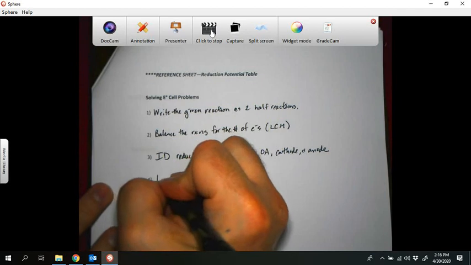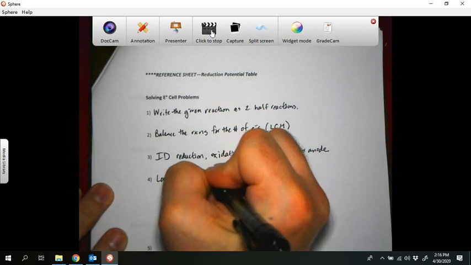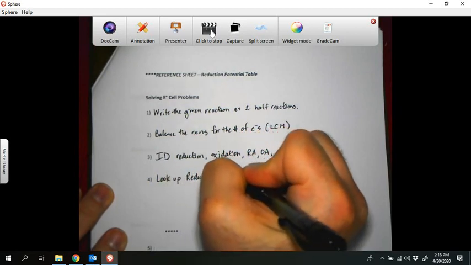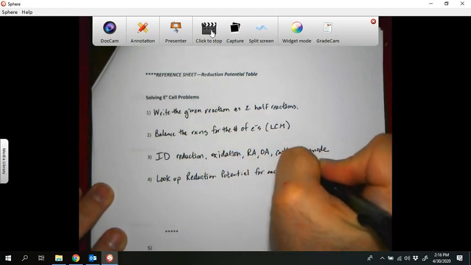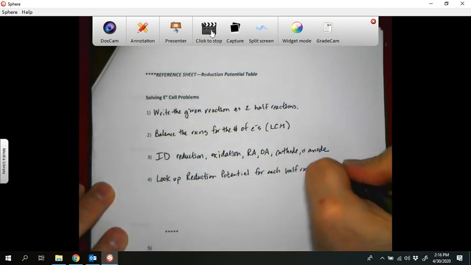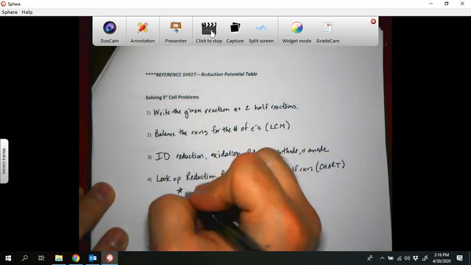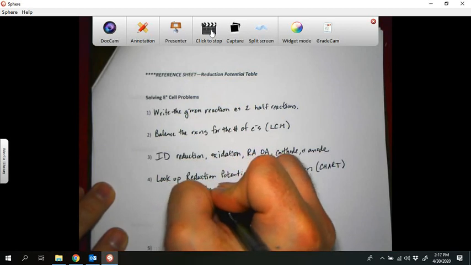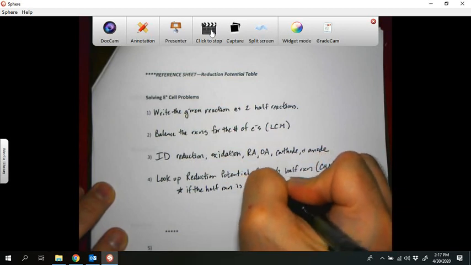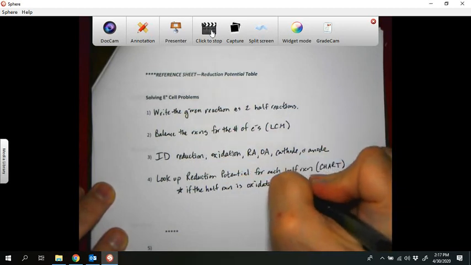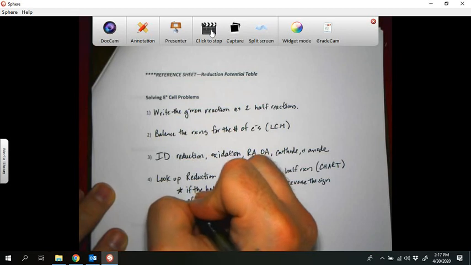And then we are going to look up reduction potentials for each half reaction. So we're going to use our chart. Now, if the half reaction is oxidation, we reverse the sign of E prime from the chart.